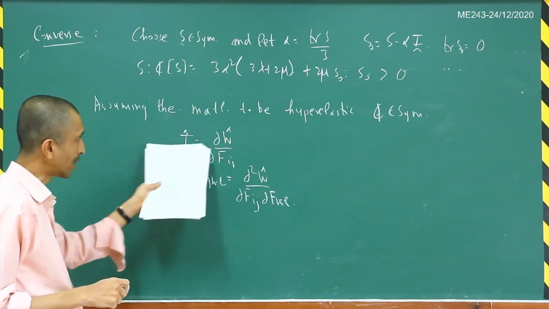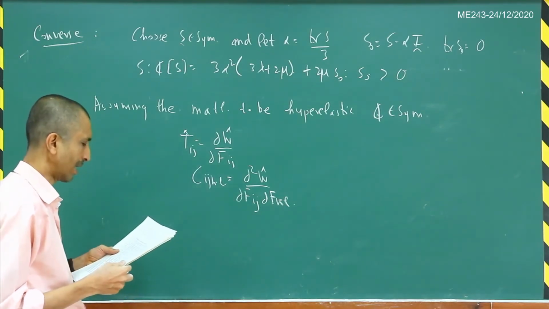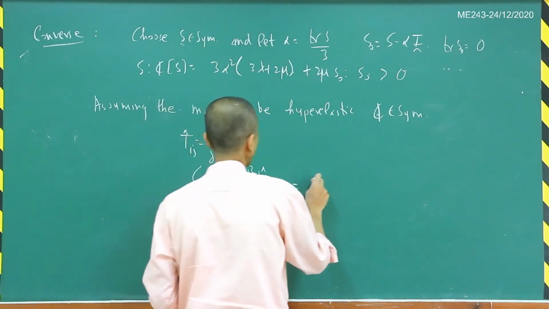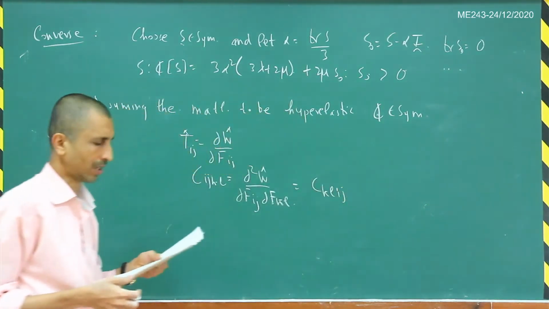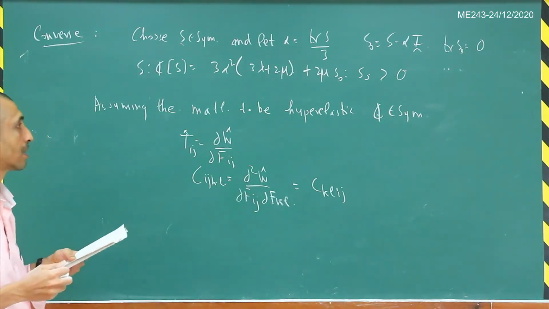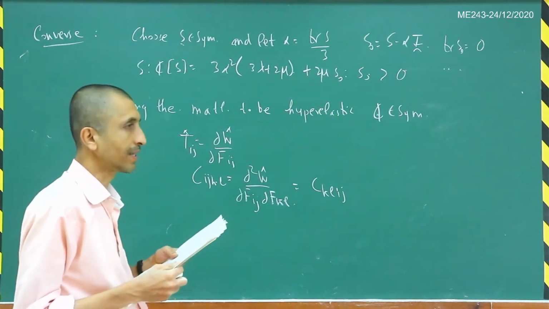So you will get this, and then now you can see that this is symmetric in ij and kl. Right? So this is equal to C klij. So just using index notation, one can show this particular thing here. Okay, so this completes the properties of C ijkl.